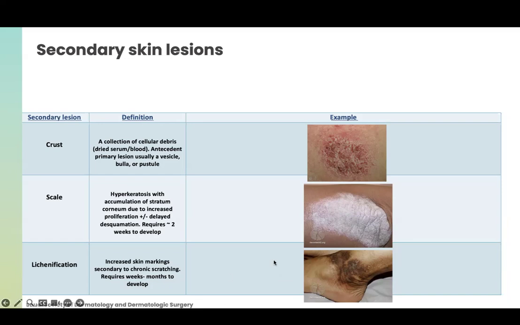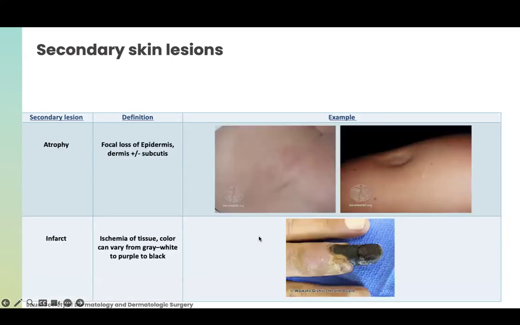How about lichenification? Lichenification is basically your skin markings. As you can see here, you have increased skin markings. Usually this is a protective mechanism of the skin because you're chronically scratching, so the skin starts to become thicker and the skin markings become more prominent. It happens from chronic scratching and takes weeks to months to develop. So if the patient tells you this has been going on for 7 days, 10 days, usually it's not true. The patient has been scratching this lesion for a really long time, at least weeks to months until it became lichenified.